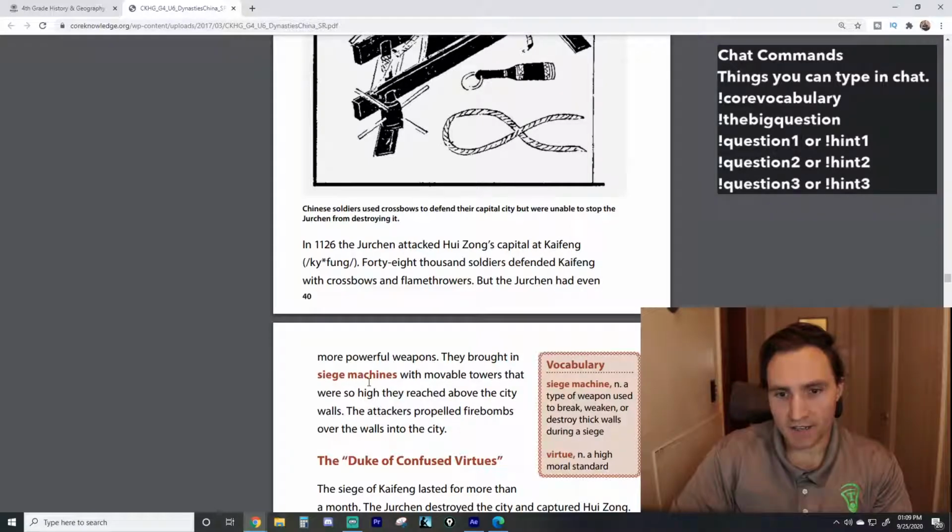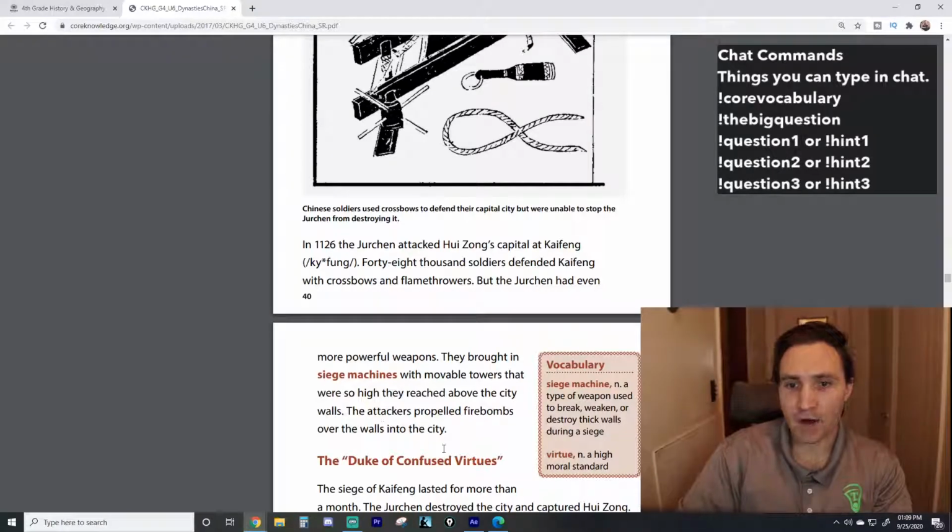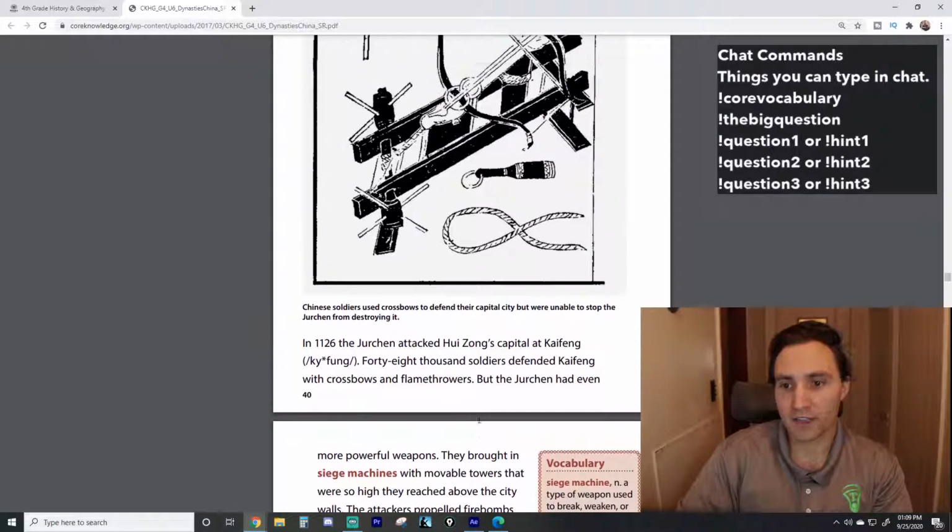They brought in siege machines with movable towers that were so high they reached above the city walls. The attackers propelled firebombs over the walls into the city. So that is how the Jurchen took over the capital of Kaifeng. So our two questions actually are, what new ideas and techniques for painting were developed during the Sung Dynasty?